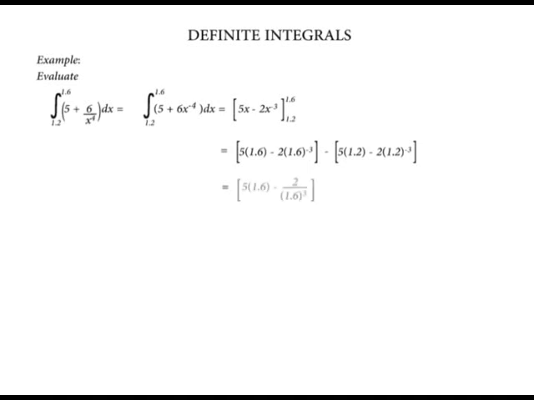Rearranging that, we get 5 times 1.6 minus 1.6 raised to power negative 3 is the same as 1 over 1.6 raised to power 3. So we put that as 2 over 1.6 raised to power 3 minus 5 times 1.2 minus, we do the same and we get 2 over 1.2 raised to power 3. So we shall have 8 minus 0.488 minus 6 minus 1.157. That gives us 7.512 minus 4.843, giving us 2.669.